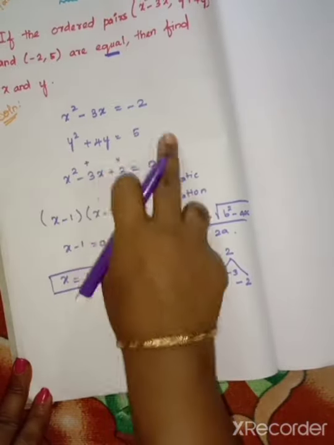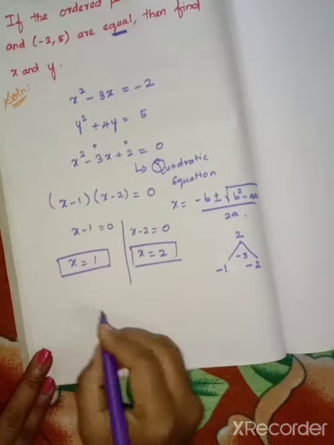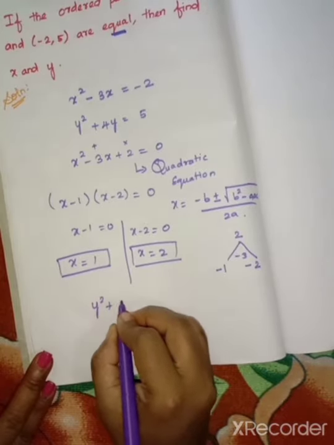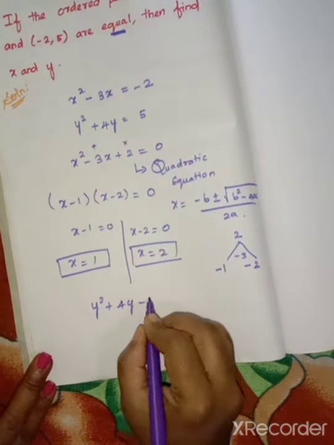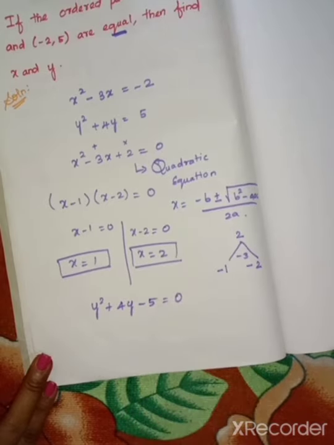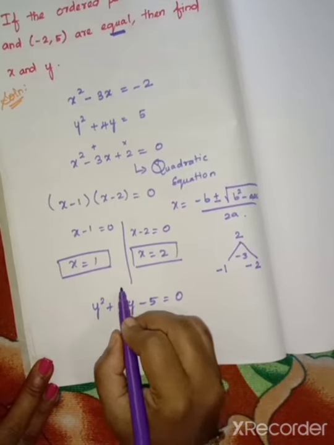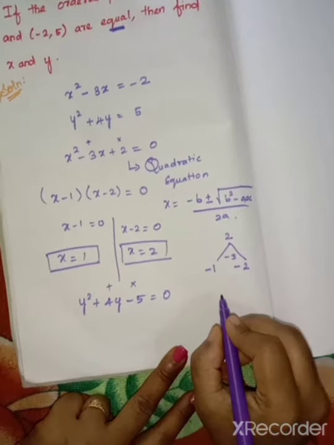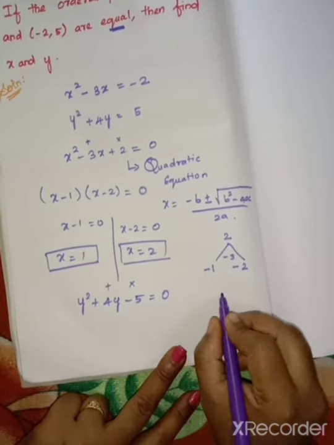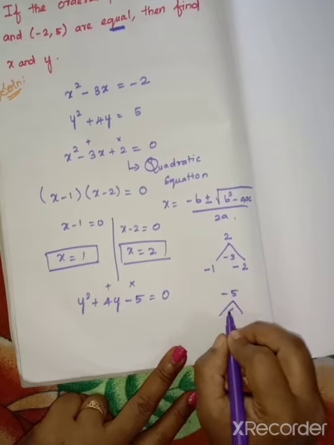Likewise we want to solve for y also. Here y squared plus 4y, and here plus 5 is there. It will become, with the sign changed, minus 5 equal to 0. The in-between term is the addition process, and the constant term is the multiplication process. So again using the splitting method, minus 5 with the middle term 4.